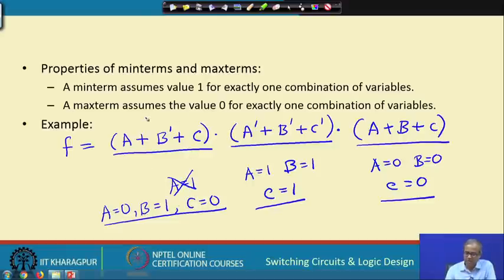So, if we have these conditions, this says that when this input combination is there, this maxterm will be 0. So, what I can say is that you see this statement now, a maxterm assumes the value 0 for exactly one combination of variables. For exactly this combination of variables, the first maxterm will be 0. For exactly this combination, the second one will be 0, and for this combination, the third one will be 0, right. So, just remember this.